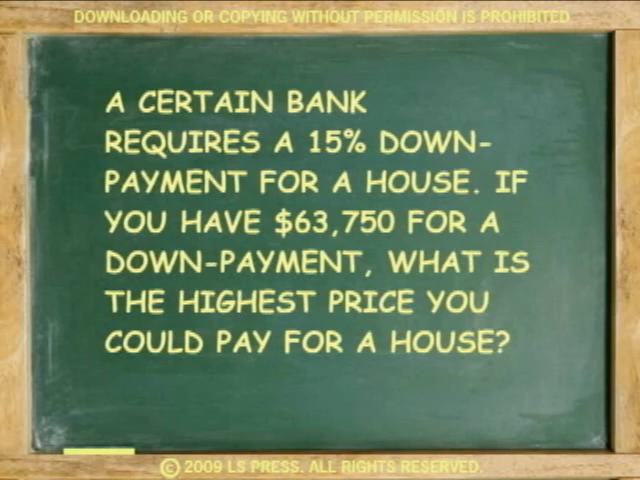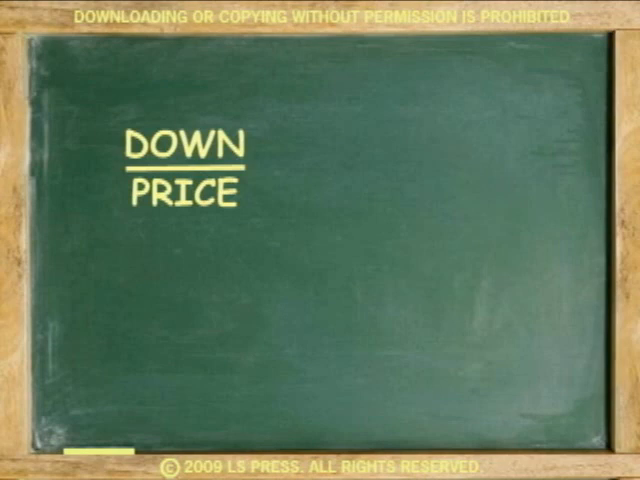If you have $63,750 for a down payment, what is the highest price you could pay for a house? The information given is percent and amount of down payment. The starting ratio calls for down payment over price.